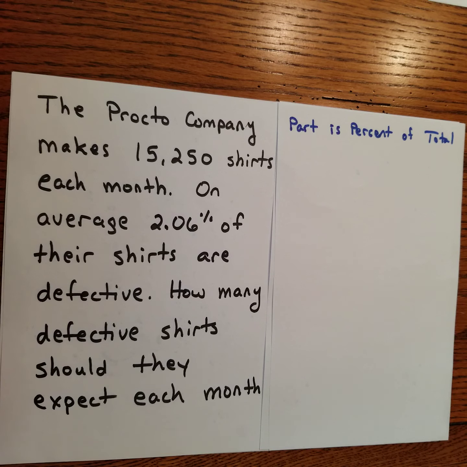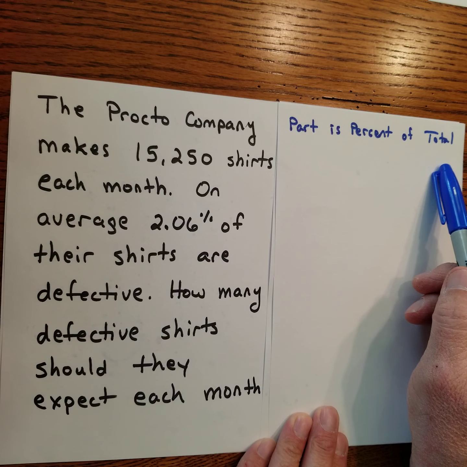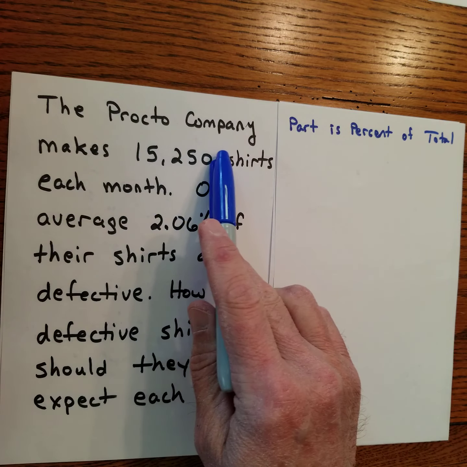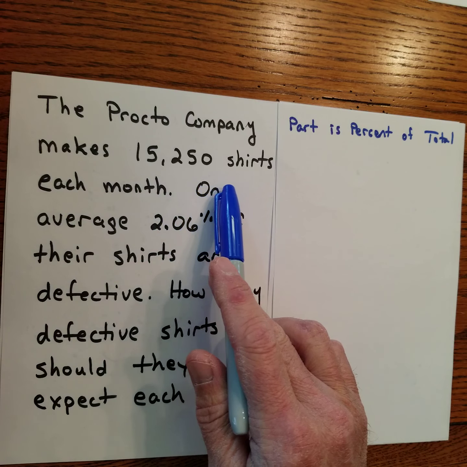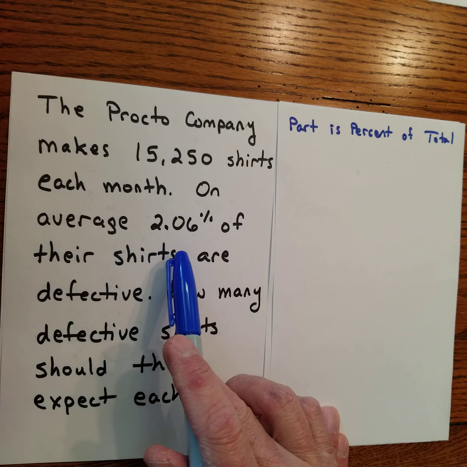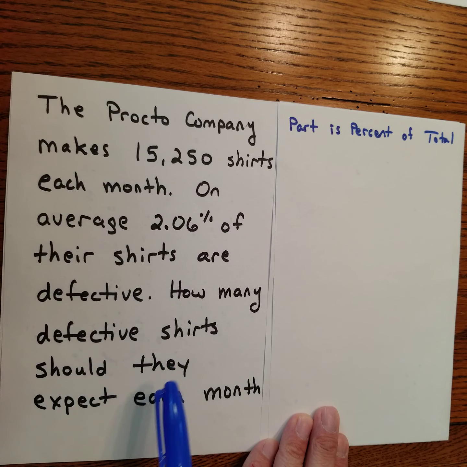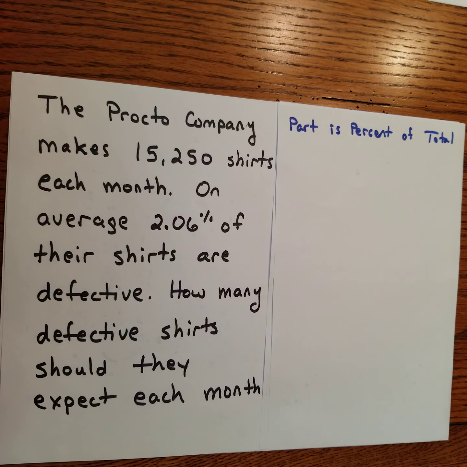Here's one last example. Pause the video, read it through twice, and then turn the video back on and we'll work it together. Now I've already written down my formula. Part is percent of total. Let's read through the problem. The Procto company makes 15,250 shirts each month. On average, 2.06% of their shirts are defective. How many defective shirts should they expect each month?